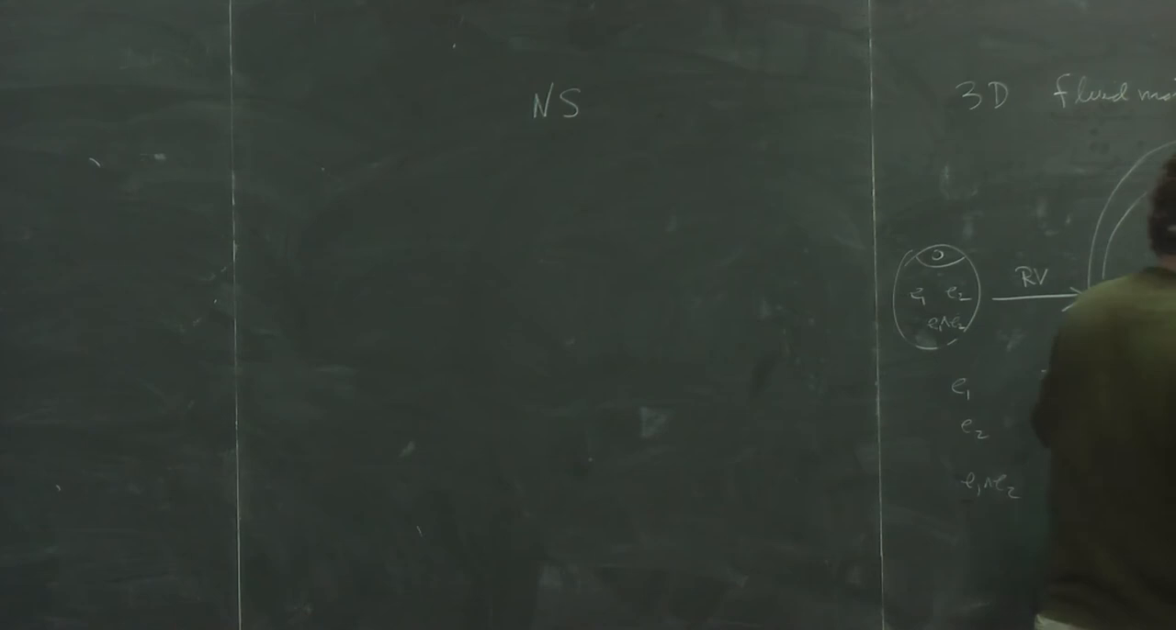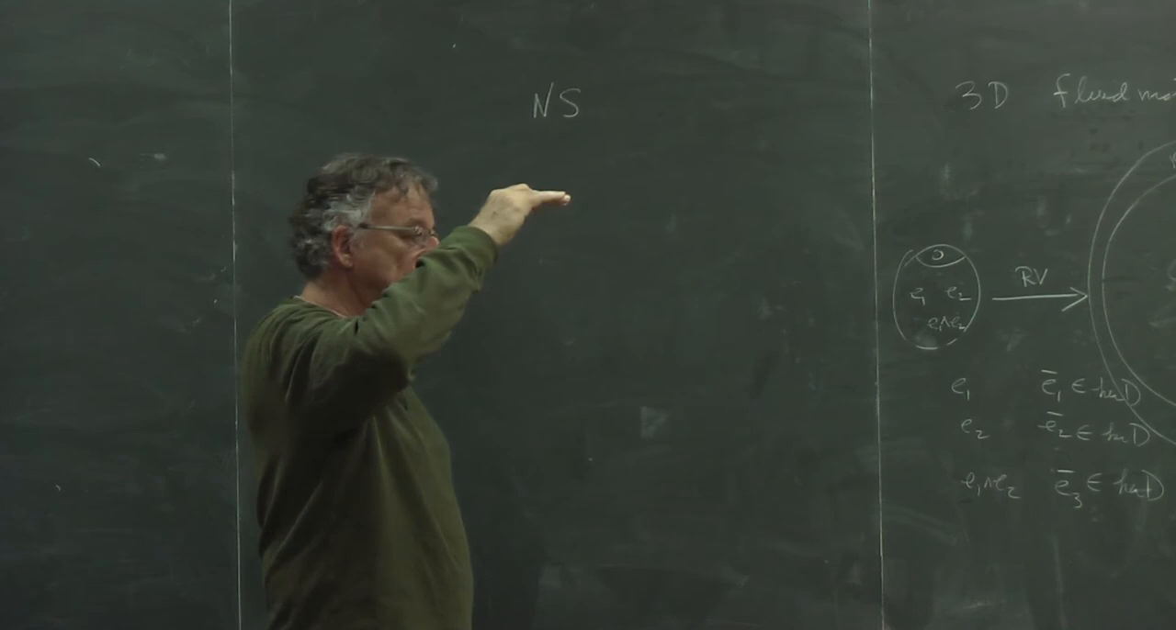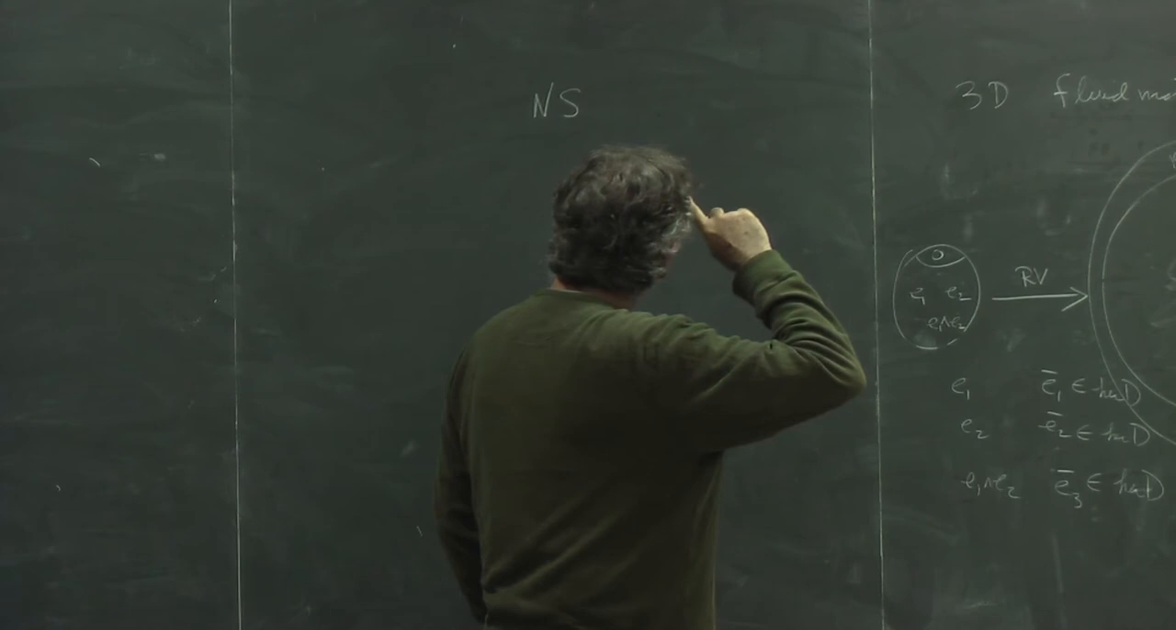Well, the Navier-Stokes equation that I'm thinking about is where a fluid is incompressible. Air is not incompressible, but water is basically incompressible. And then there's friction, viscosity.